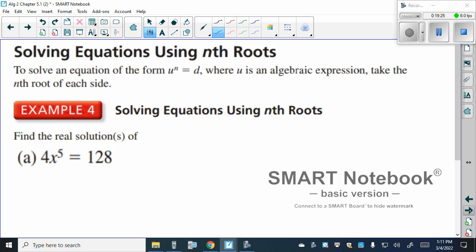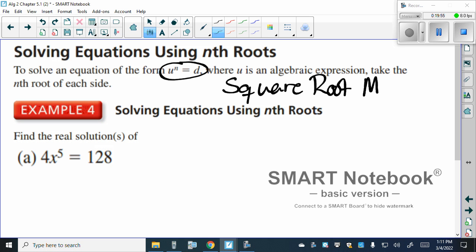Now, the last thing we're going to be doing today is solving these equations using the nth root. Solving an equation using nth roots. To solve an equation of u to the n equals d, where u is an algebraic expression, we take the nth root of each side. We've done this before, but what we called it was the square root method.